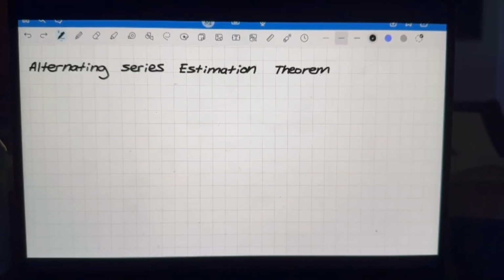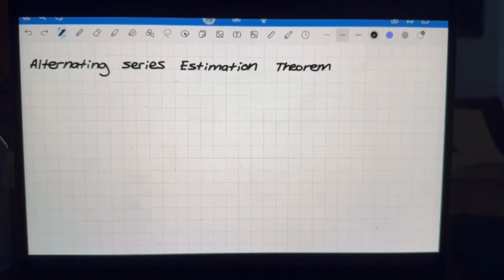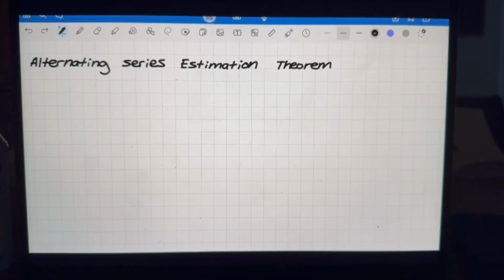Hi, I'm Umberto. Today I'll explain the alternating series estimation theorem, which allows us to estimate the error when approximating the sum of an alternating series.